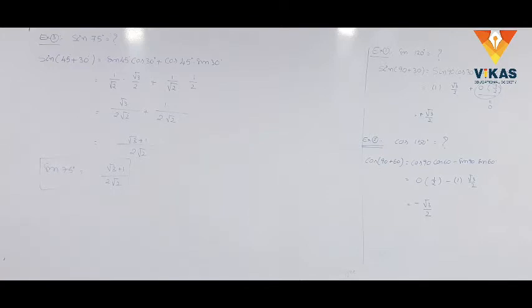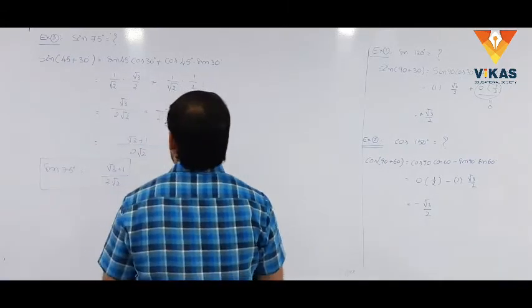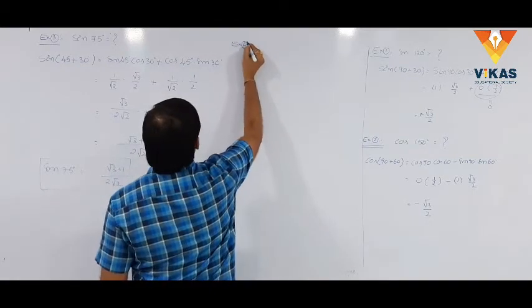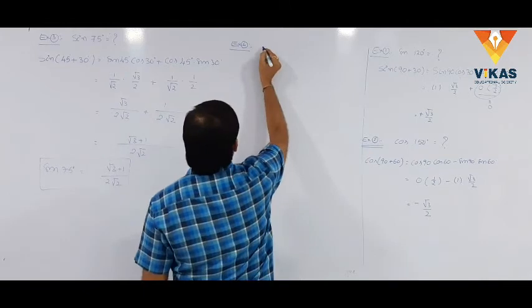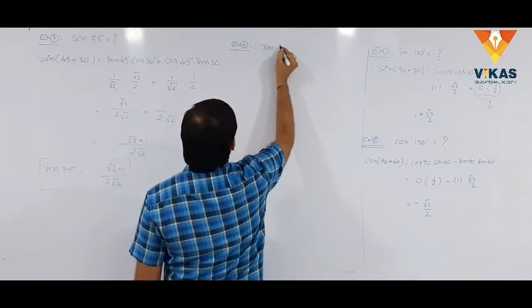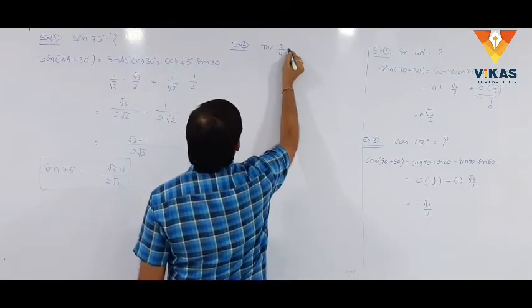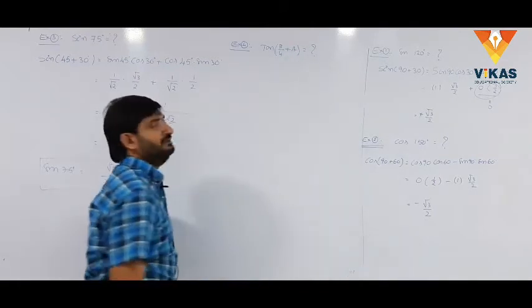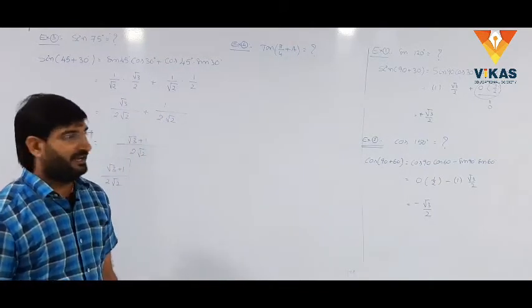One more example we explained. This is example 4. Find the value of tan pi by 4 plus a.